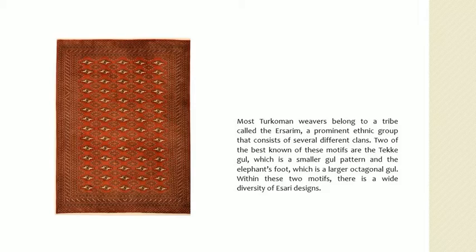Two of the best known of these motifs are the tekke gul, which is a smaller gul pattern, and the elephant's foot, which is a larger octagonal gul. Within these two motifs, there is a wide diversity of designs. Turkmen rugs are very easy to distinguish because most of them will almost always feature three distinguishing characteristics.